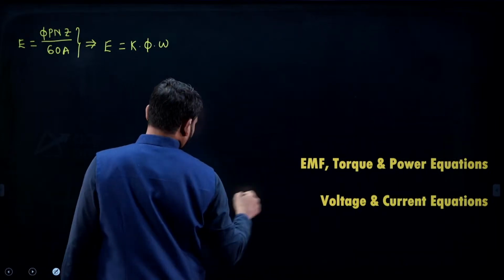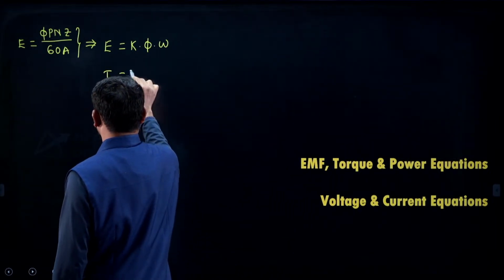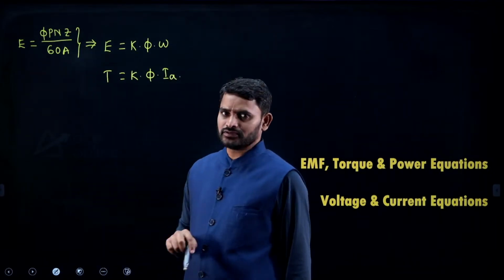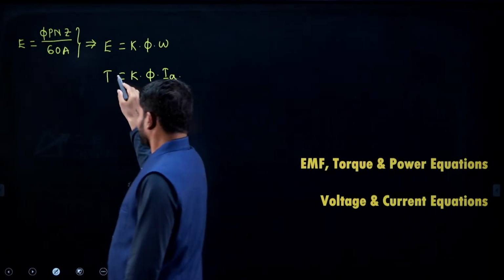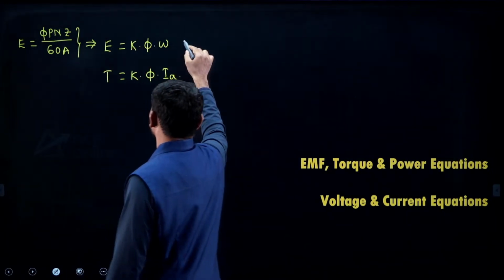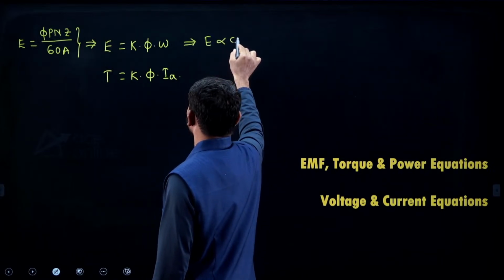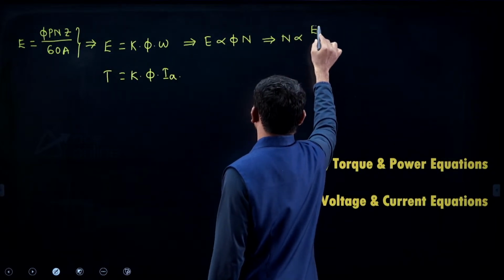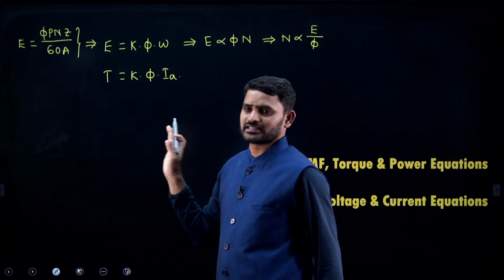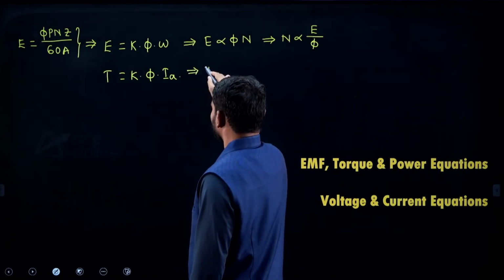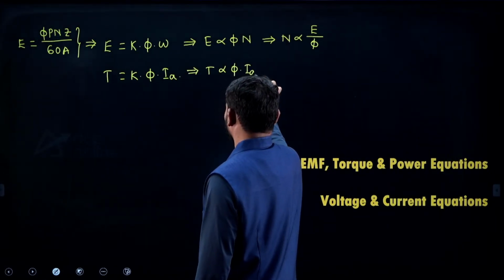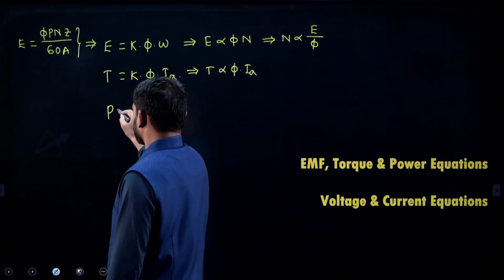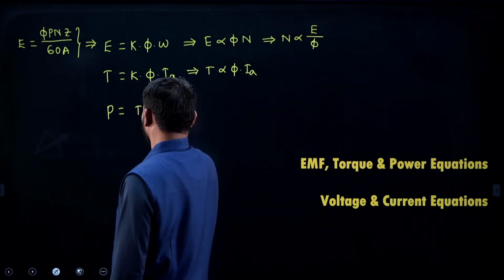After this, the torque equation is K into phi into Ia. You can write E is proportional to flux and speed, or in another way, N is directly proportional to EMF and inversely proportional to flux, all are the same. Even here, torque is proportional to flux and of course to armature current. Now, the power equation: power is equal to torque into omega.